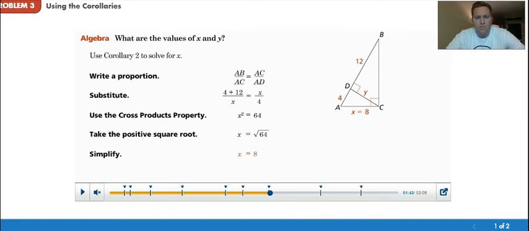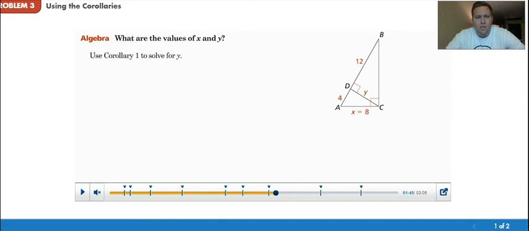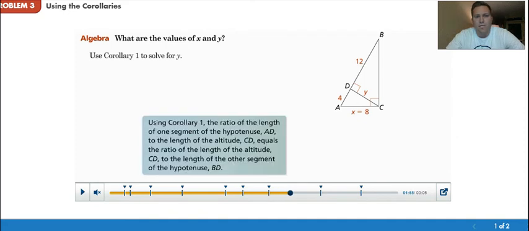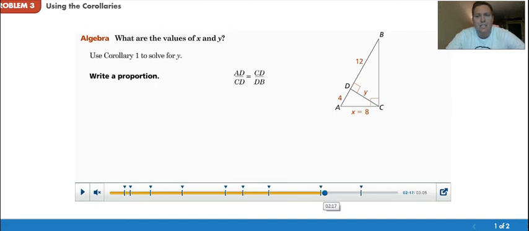So make sure you have that all written down, and then my next step is I also want to know what y is. So to solve for y, again, first I'm going to set up my proportion. I got to make sure that they are matching up. So I have AD and CD, the two small legs that I have right there, and I'm going to set that equal to CD and DB, sorry. Okay, so I have those set up.